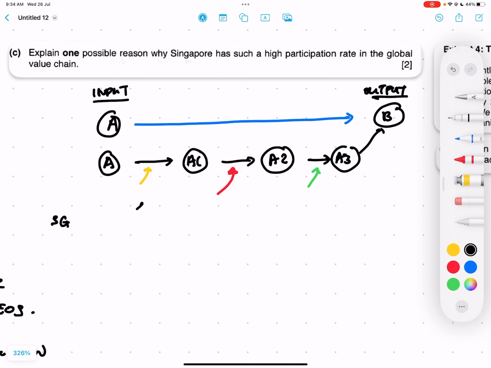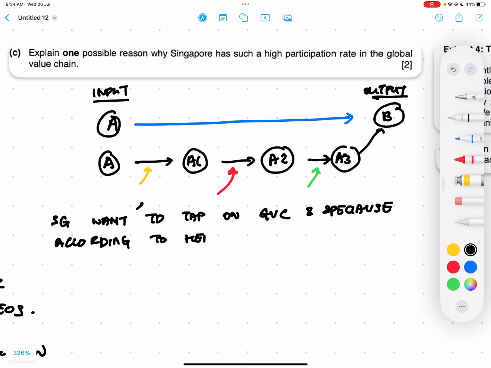So Singapore will want to tap on the global value chain and specialize according to her comparative advantage. We want to bring this in, and then tell me what's the benefit, and as a result, that's why Singapore has a very high participation in the global value chain. So tell me what's the benefit first.